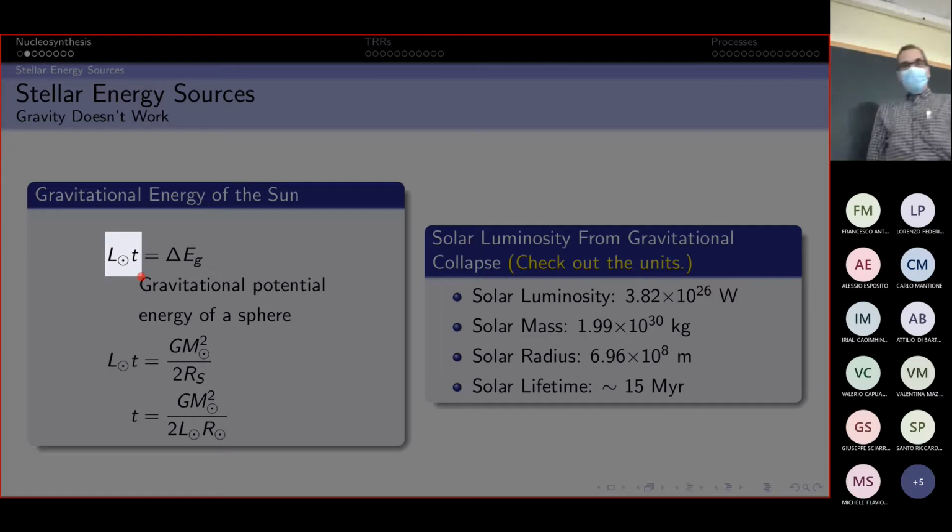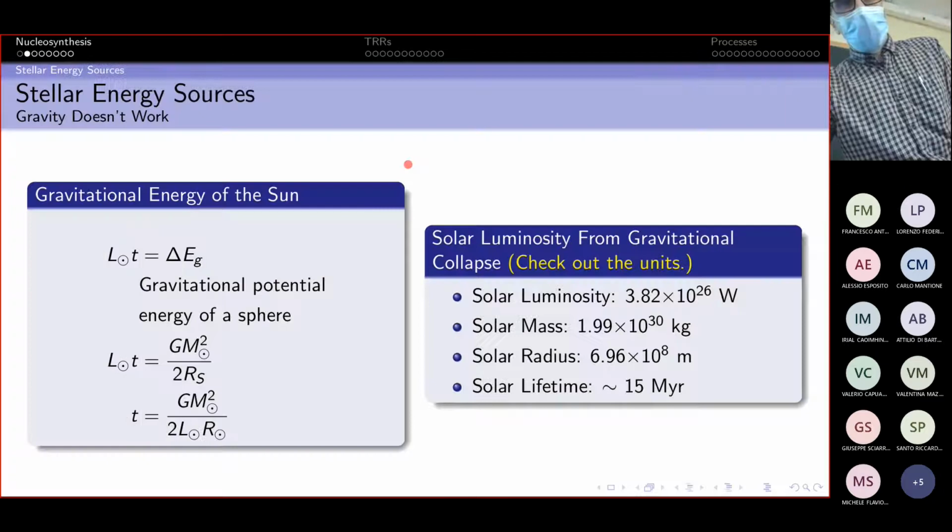And by the way, you can do simulations of this. You can take the sun and simulate it on a computer and then turn off the fusion and see what happens. It's quite interesting to watch. So it can't be gravity.